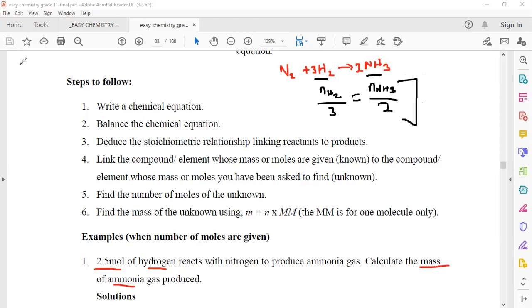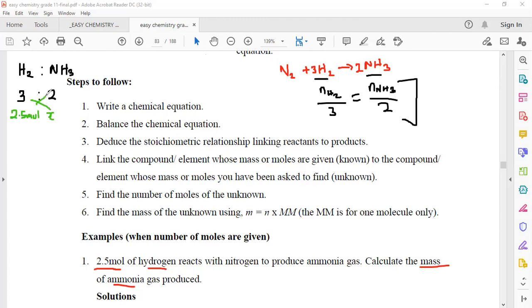If this doesn't make sense for you, you can still use the easiest method, which is the mole ratio, where you say hydrogen against ammonia, they are reacting in the ratio of 3 to 2. Then you can find the number of moles of ammonia, because we're given 2.5 moles of hydrogen, meaning we don't know the number of moles of ammonia.